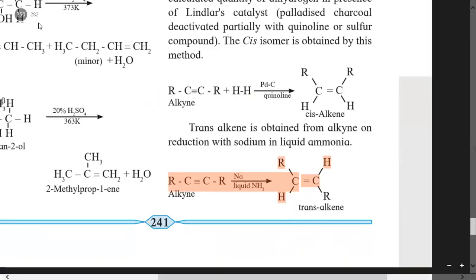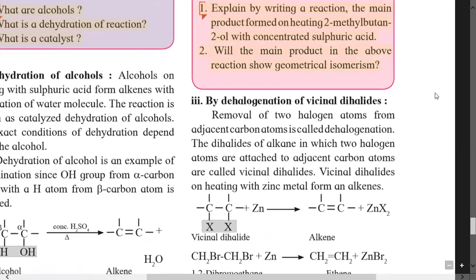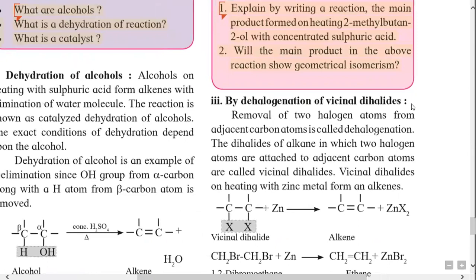So that is about the preparation methods of alkenes. We had studied a total of 4 preparation methods of alkene. One is elimination type of reaction and the other is addition type of reaction. In elimination, we had studied 3 preparation methods. One is dehydrohalogenation of alkyl halide. Second is dehydration of alcohol. Third is dehalogenation of vicinal dihalide.